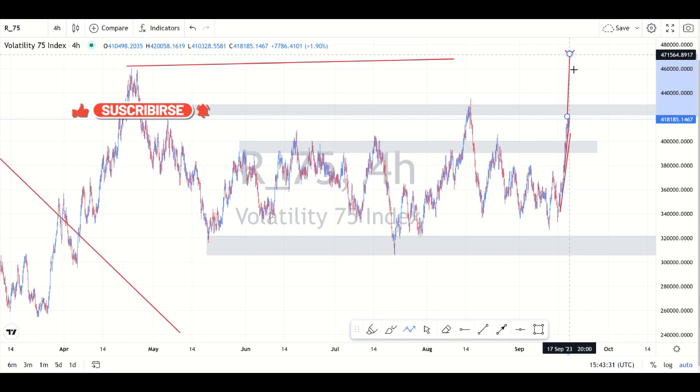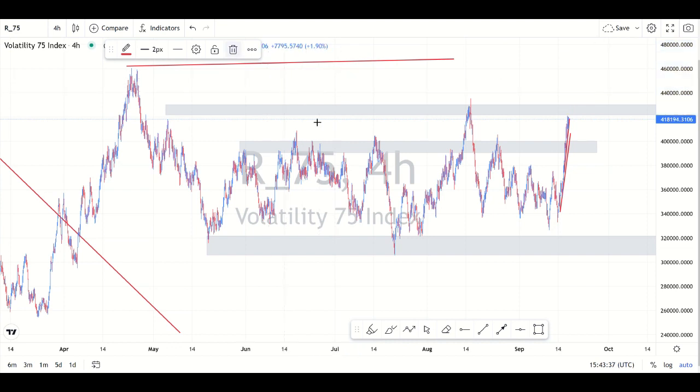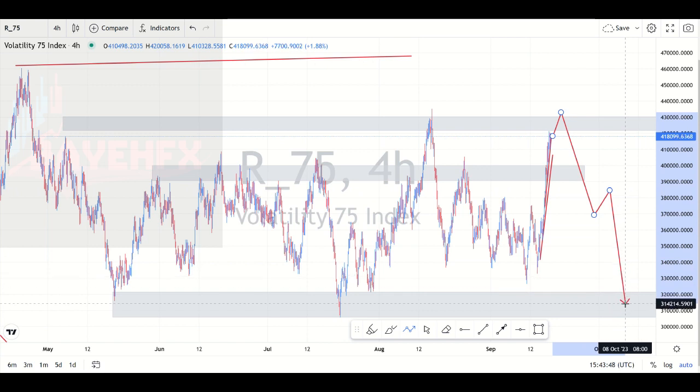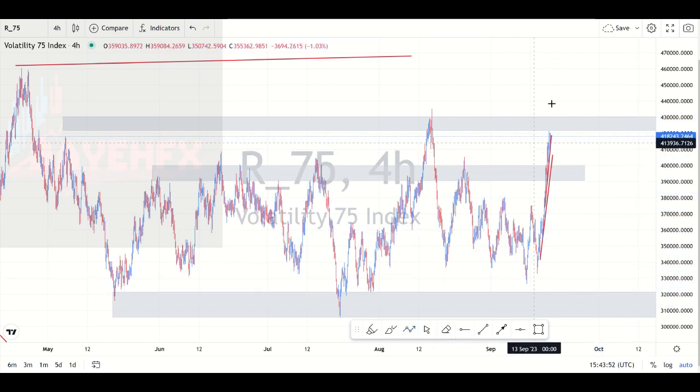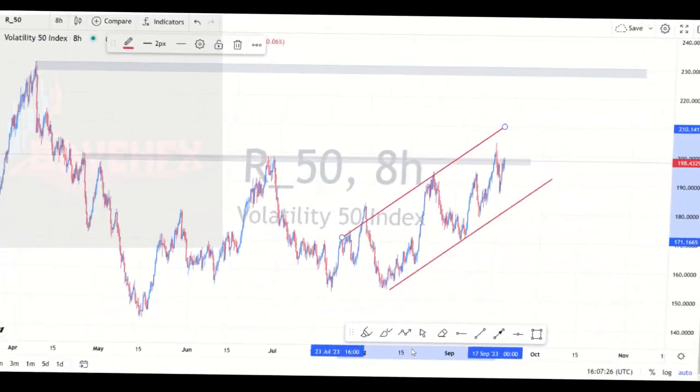Keep tapping and getting rejected, and then breaking out finally. But the market is not ready for a nice change. We're going to get rejected here, and then we come back into the zone, then we keep on ranging. So it's either you sell here, you take profit, or you buy here, you take profit there. So that's it for VIX75. Let's move to the other pair.